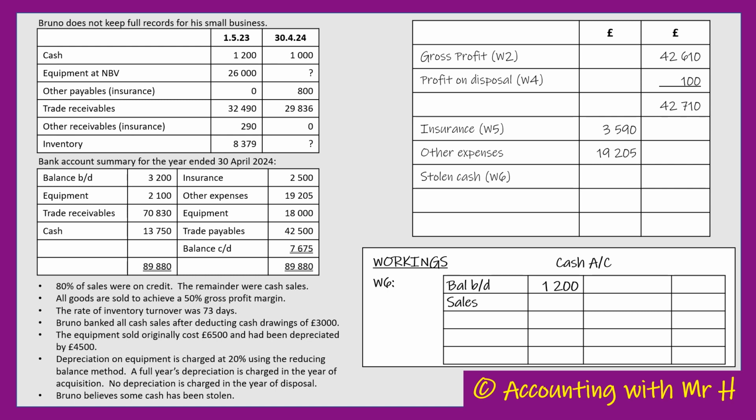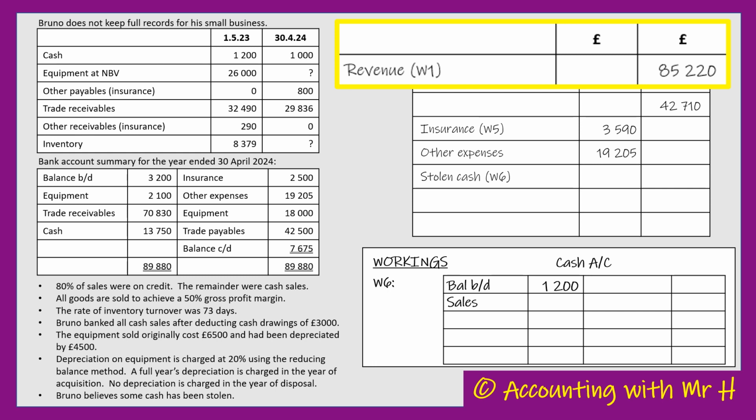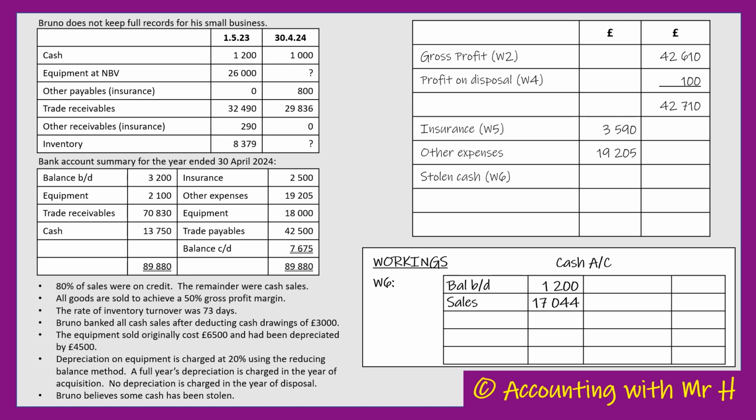We already worked out the revenue on the previous slide. I've just shown a quick extract there. So we know his revenue was 85,220. So 20% of that were cash sales. So I'm going to find 20% of 85,220, which is 17,044, and then that must be his cash sales. So you'll see I've debited that then in his cash account.